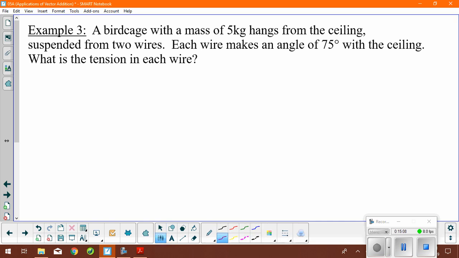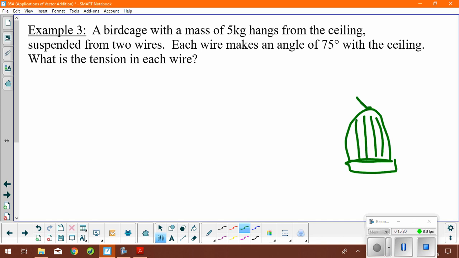So again, we'll start with a diagram to get an idea of what's going on here. So I have my little bird cage. Bring out the fine artist in you, like I'm trying to do right now. Okay, it's suspended from 2 wires. So one going this way, one going this way. Each of those wires makes a 75-degree angle with the ceiling. So that is 75, and that is 75. What is the tension in each wire?